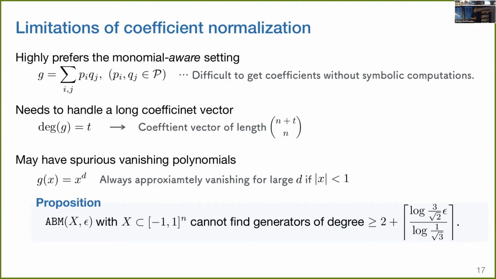Okay. And also, recently I proved that the ABM algorithm, which is a kind of sibling of the OAVI algorithm, cannot find high degree generators. Generators of high degrees. Intuitively, it's because, for example, you have a univariate polynomial g of x, which is x to the d, and if the data range from -1 to 1, then with a sufficiently large exponent, this x to the d becomes an approximately vanishing polynomial. Even though this is coefficient normalized.